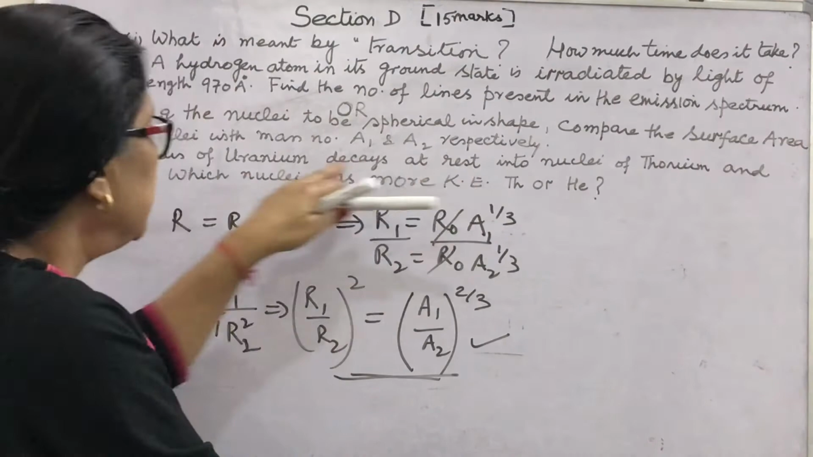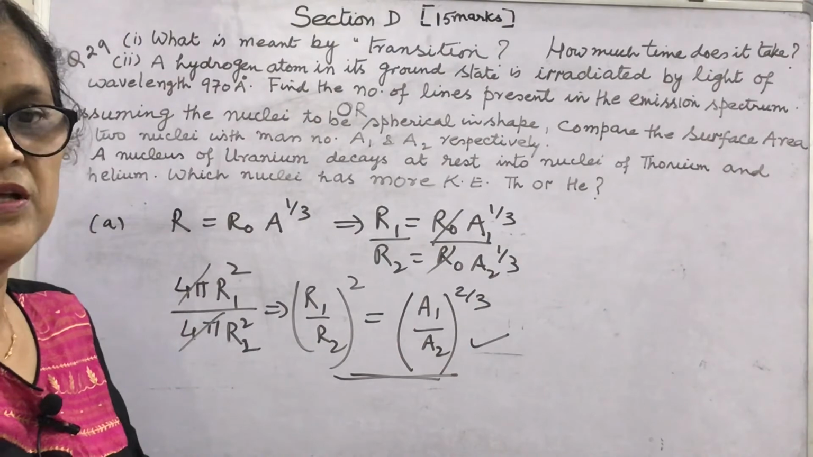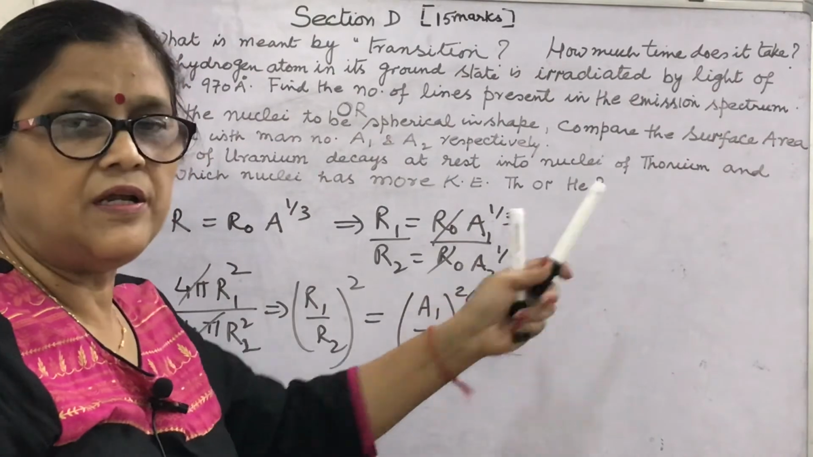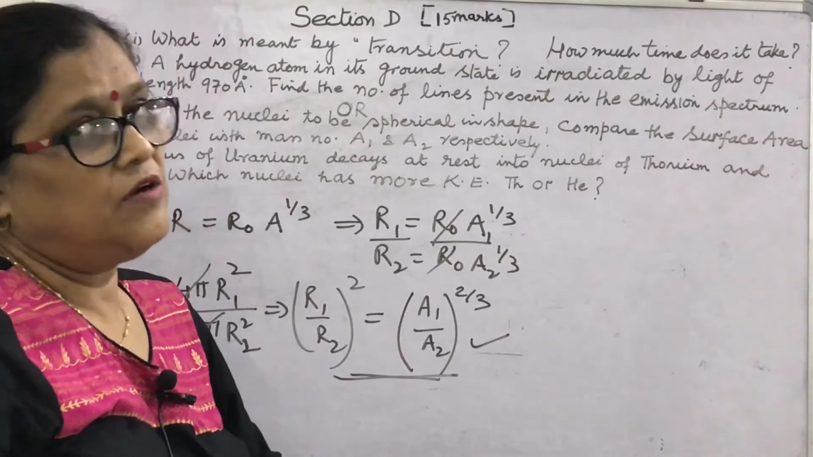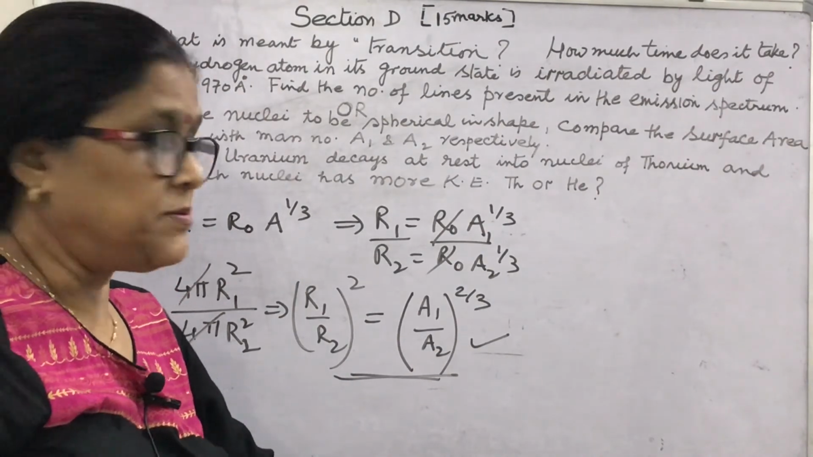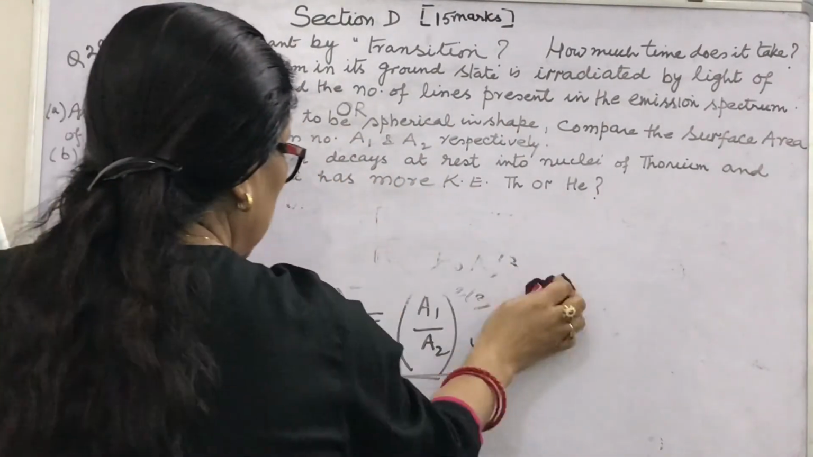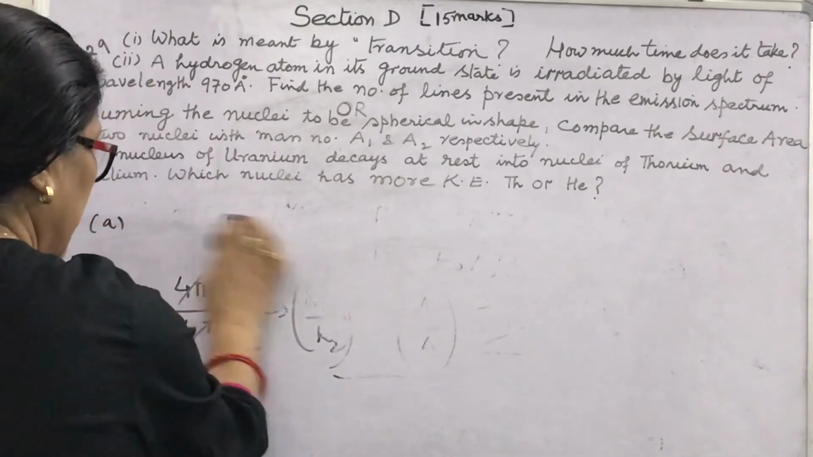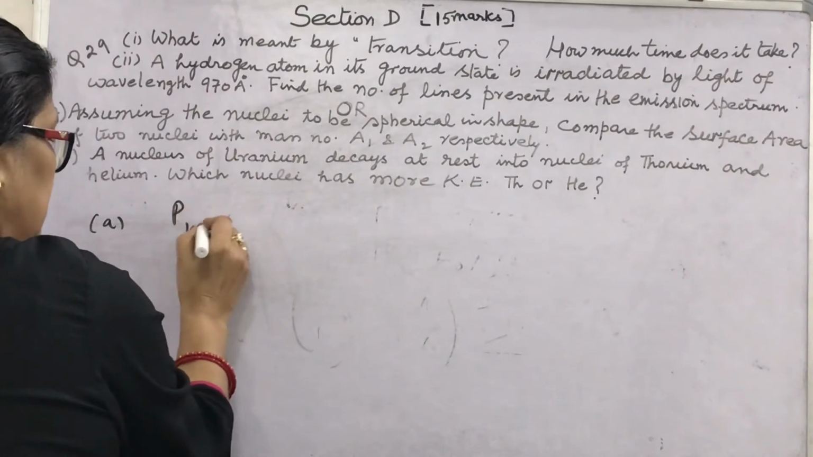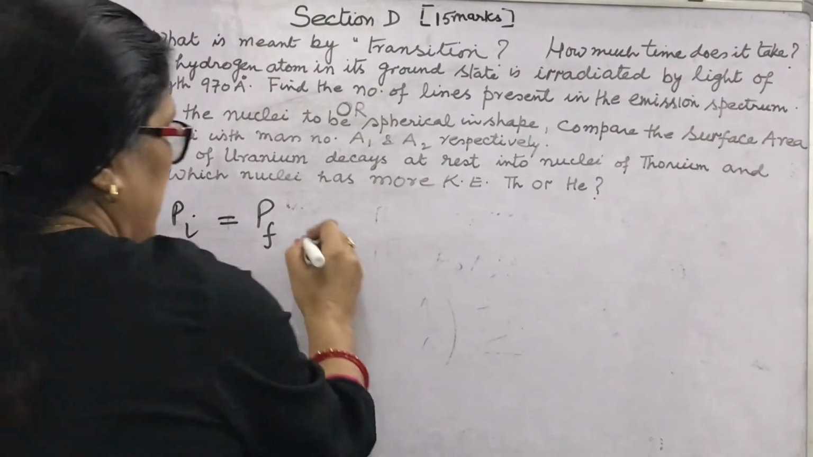It was at rest, uranium. You know the law of conservation of momentum. If the uranium is broken into two fragments, thorium and helium, the initial momentum is 0 and the final momentum is 0 because no external force acts in the explosion. The explosion occurs due to internal forces. So what can you say? That initial momentum equals final momentum. So you can write P initial equals P final, and that is 0.